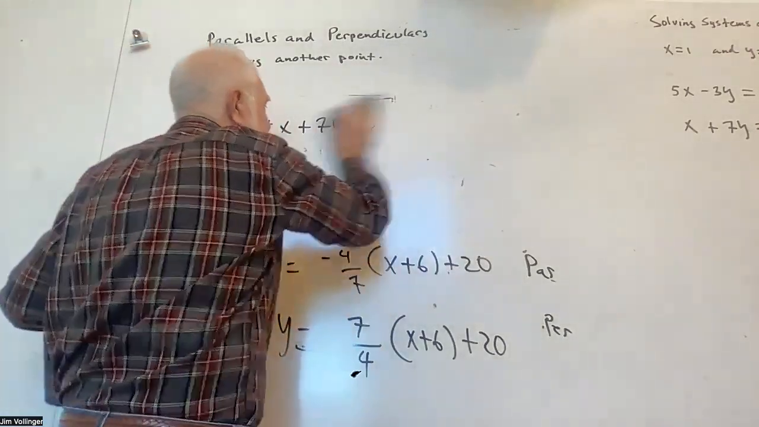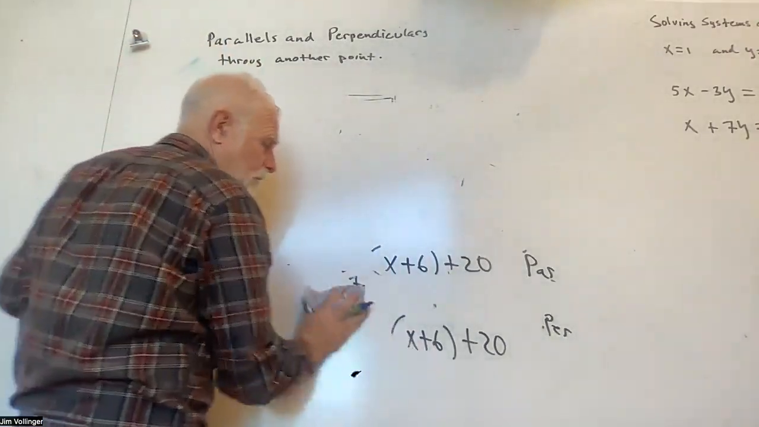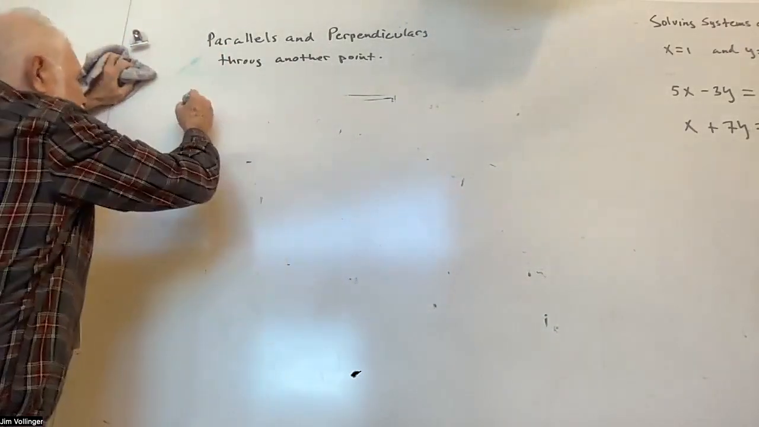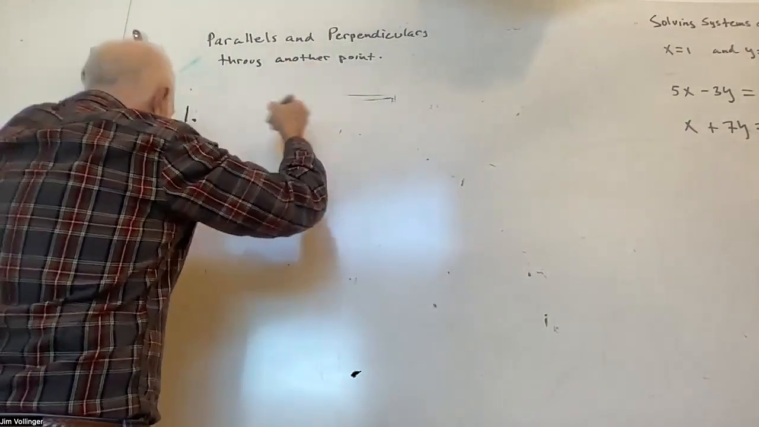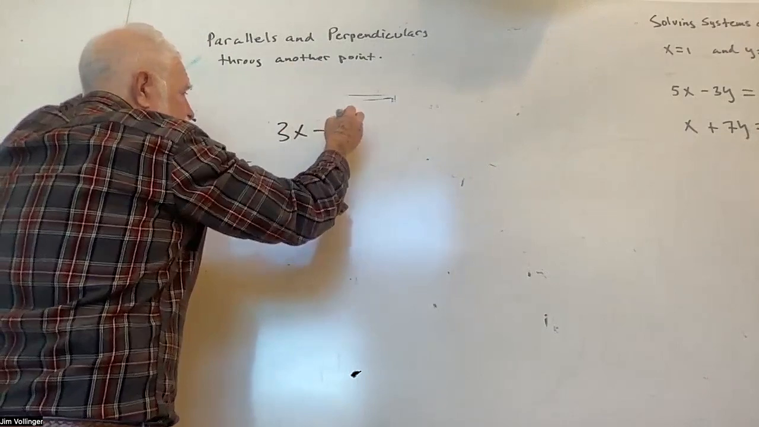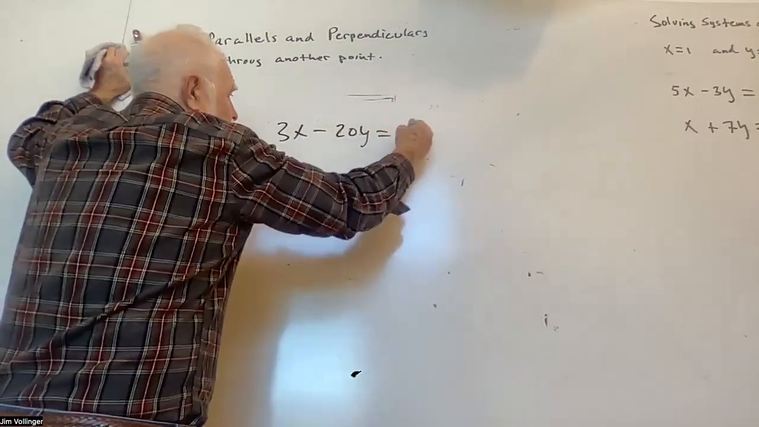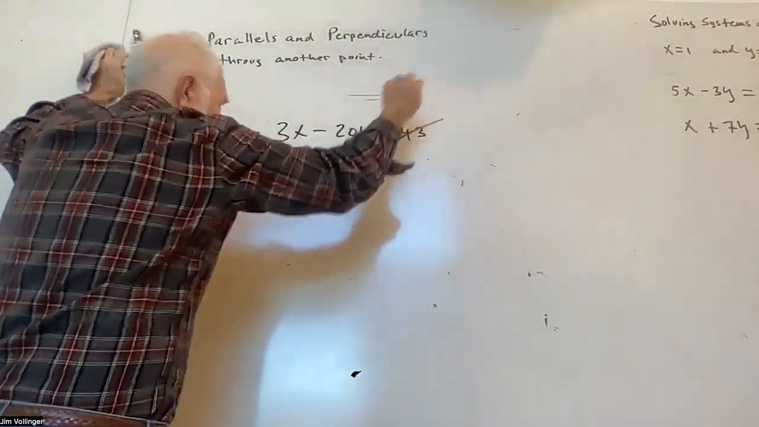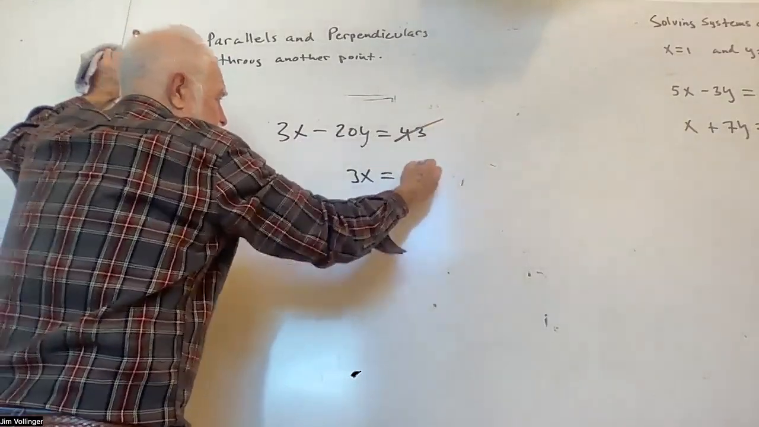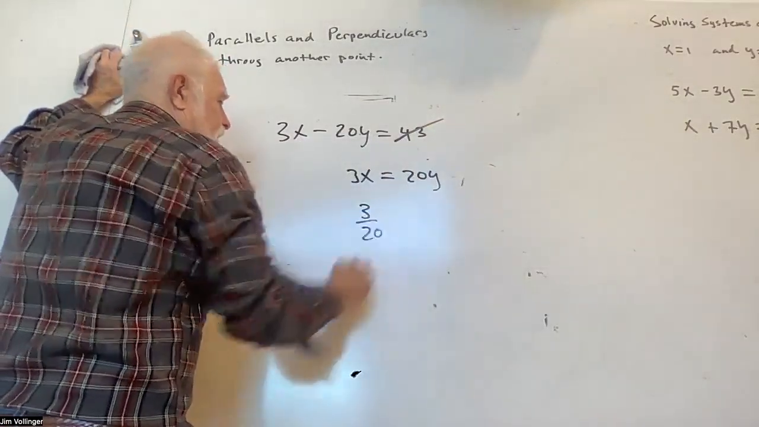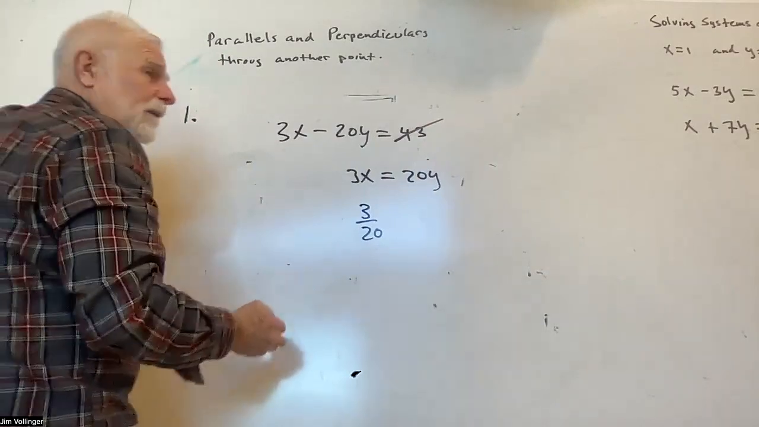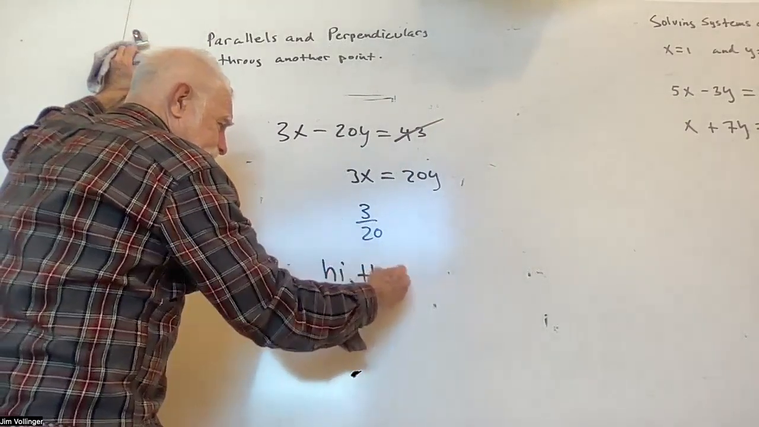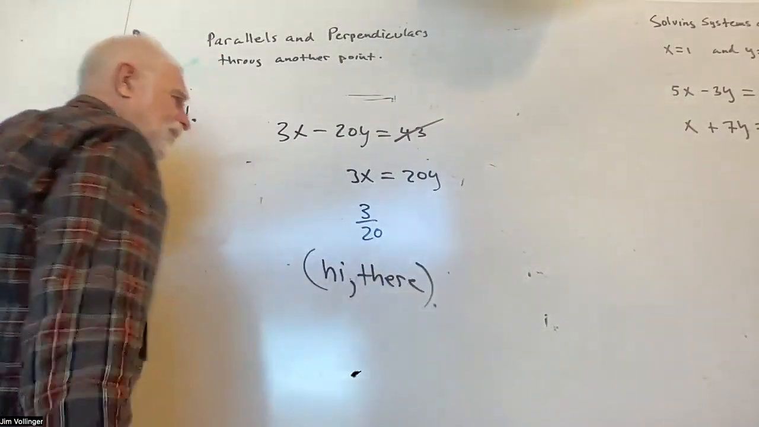Parallel and perpendicular. There's not much I can do to standard form to change this up. I mean, there are a couple of special cases, like x equals y. Let's just go with the fundamentals. Let's go with 3x minus 20y equals 43. All right, I don't like dividing by a negative, and I don't care about the constant. So 3x equals 20y, so 3/20 is the original slope. So how about we get it to go through, hi there.